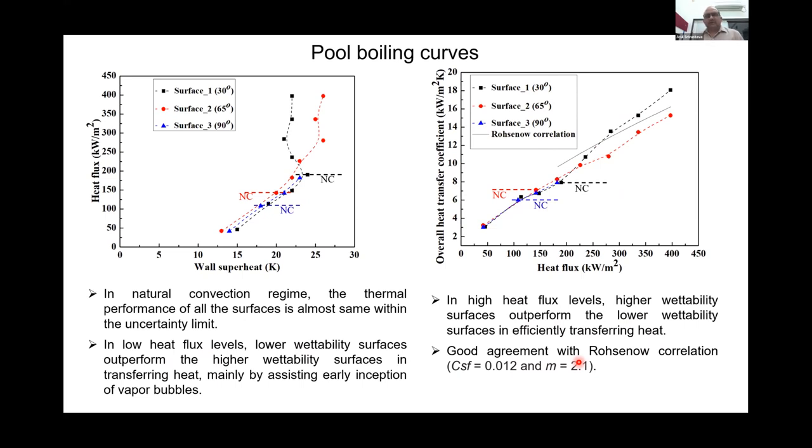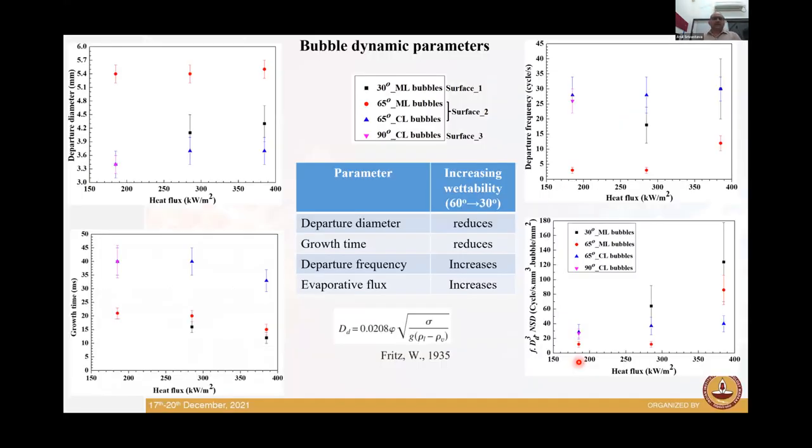Now, in order to dwell into some of the possible reasons, we looked at the bubble dynamic parameters. These are the bubble dynamic parameters. The departure diameter was found to be maximum for the case of the 65 degree substrate, surface two, for the bubbles which were showing the micro layer evaporation characteristics, followed by 30 degree, the highest wettability surface, that is surface one. So eventually these three can be combined in order to give this evaporative flux. This is FD cube into NSD, that is the nucleation site density.